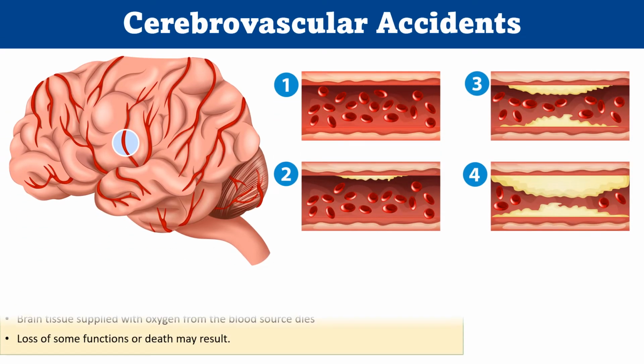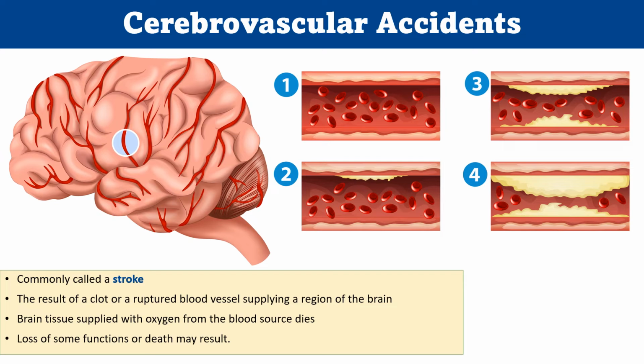Cerebrovascular accidents, commonly called stroke, are the result of a clot or a ruptured blood vessel supplying a region of the brain. The brain tissue supplied with oxygen from that blood source dies. Loss of some functions or death may occur in a cerebrovascular accident, or stroke.